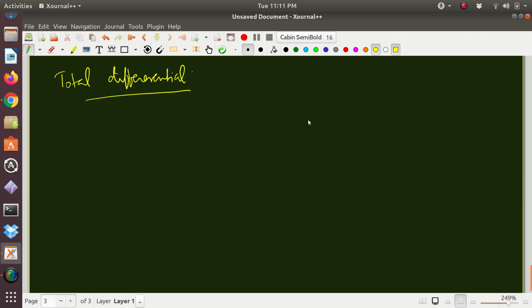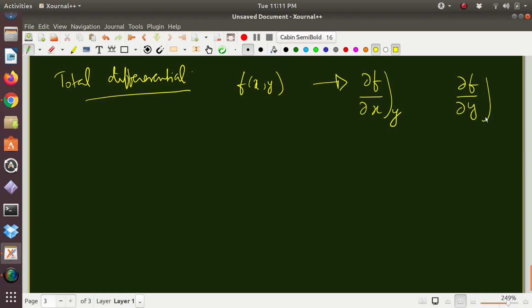Now if I consider a function of two variables f of x, y, I told you that there are two variations that one normally thinks of, that is variation of f with respect to x when y is kept constant, and variation of f with respect to y when x is kept constant. So these are two independent variations. These variations are along the two coordinate axes, so to speak.